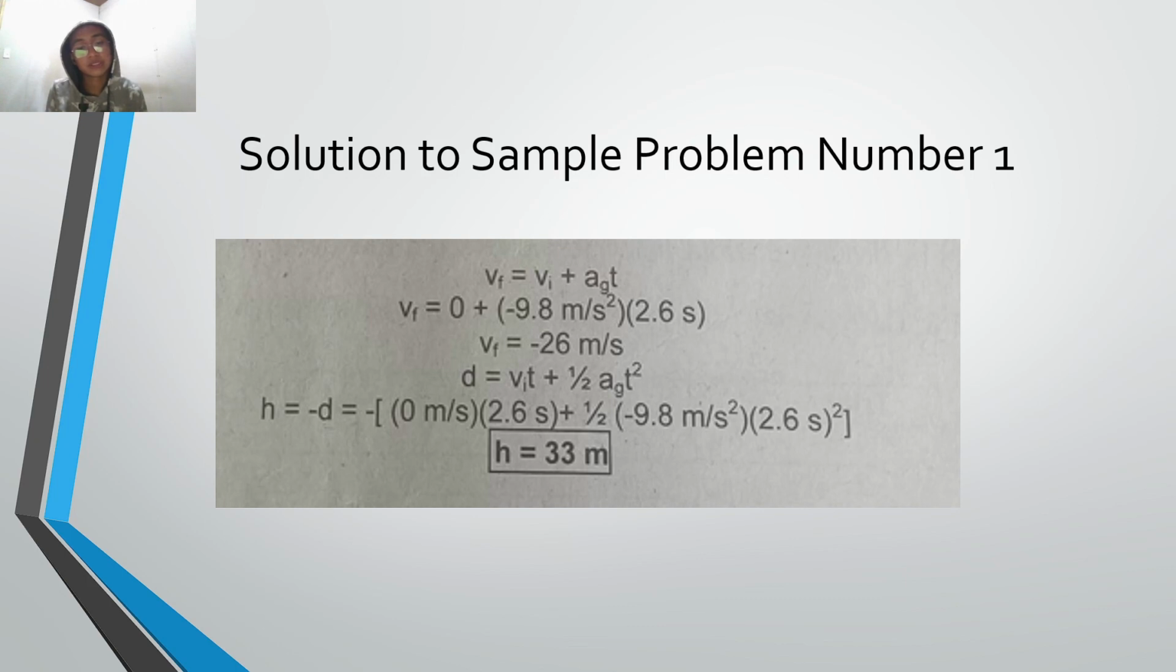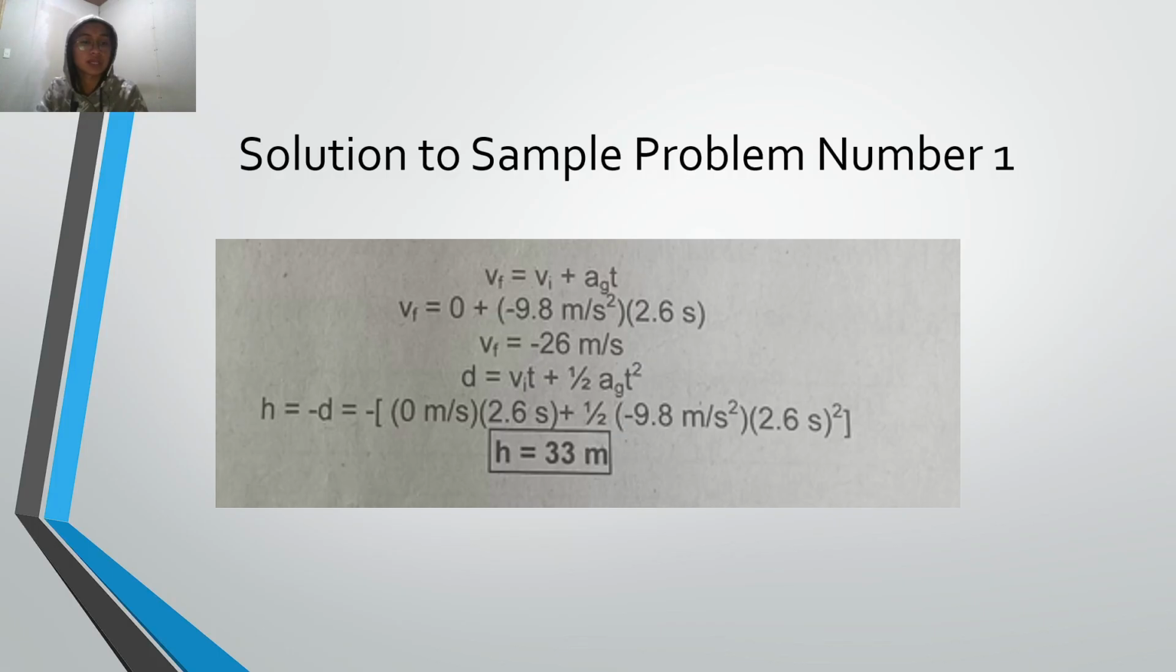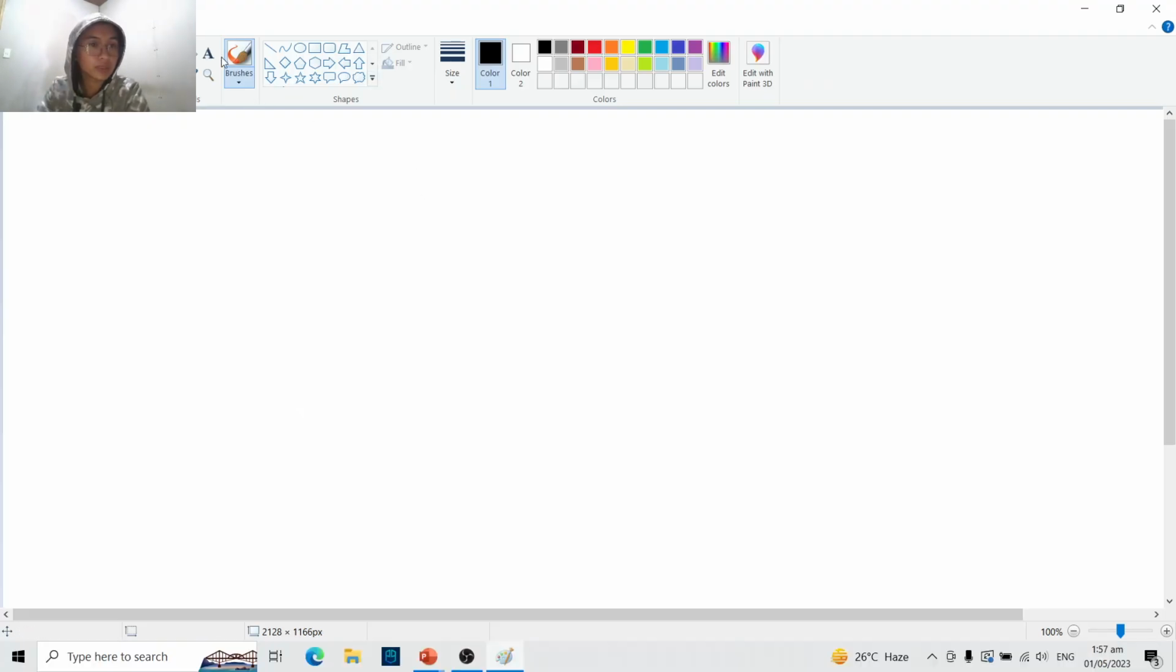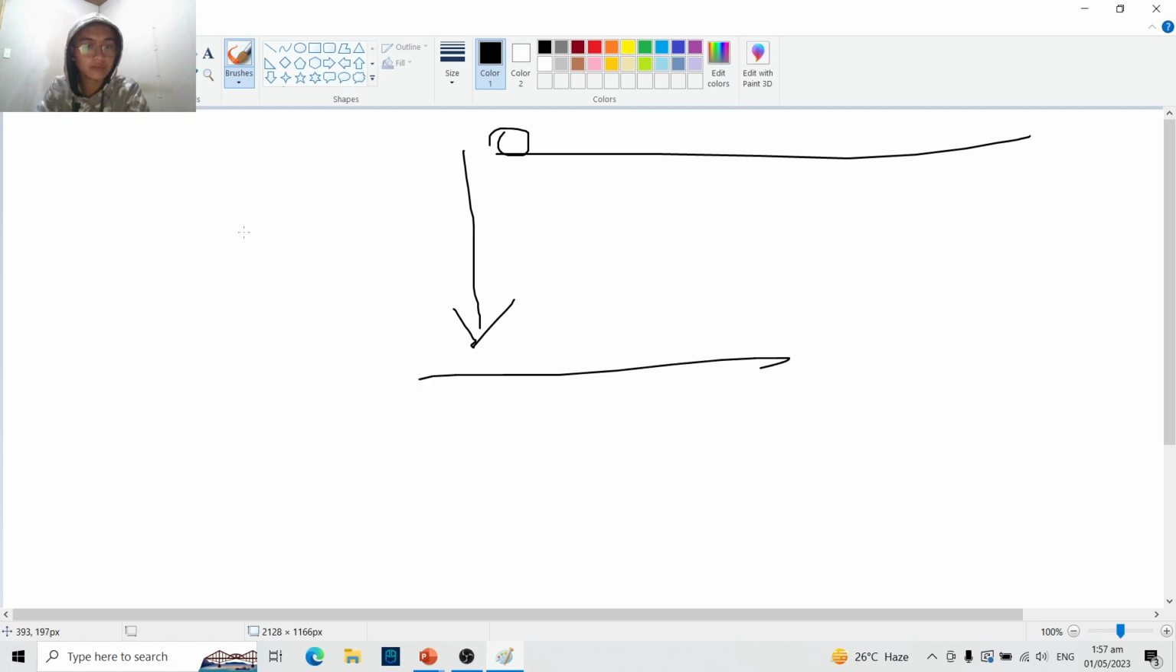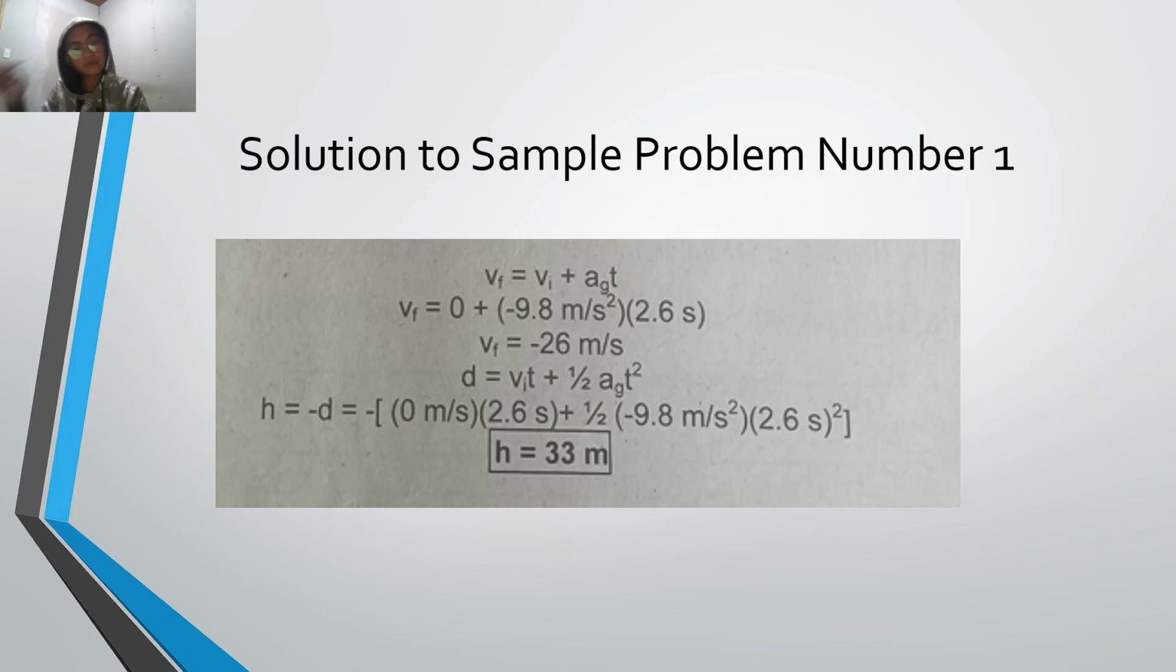The reason the distance is negative is, like what I have said, the motion is downward. The ball is moving down, meaning the distance is negative. But of course, the negative sign cancels out because gravity is also negative, 9.81 meter per second squared. So the answer is 33 meters.